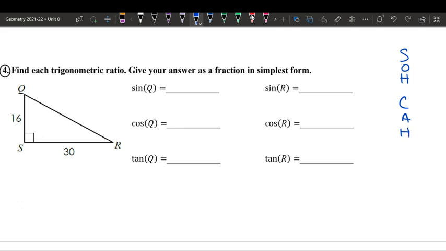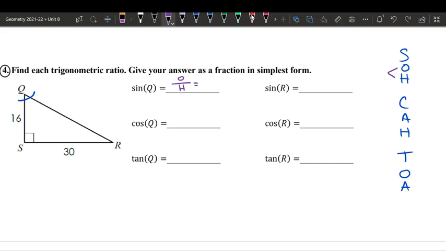And SOHCAHTOA, if you write it vertically, shows you exactly where to put each piece. So for the first one, it's sine of Q. Anytime you have a trig function, it's of an angle. So this is sine of angle Q. I'm looking here at angle Q, and if I'm doing sine, that's the S, because the three functions are S, C, or T. So sine is SOH, and O is on top of H. So when I write my fraction, it's going to be O on top of H.